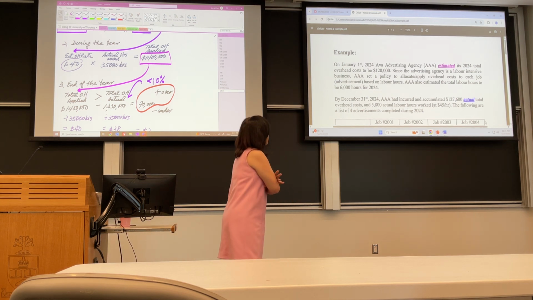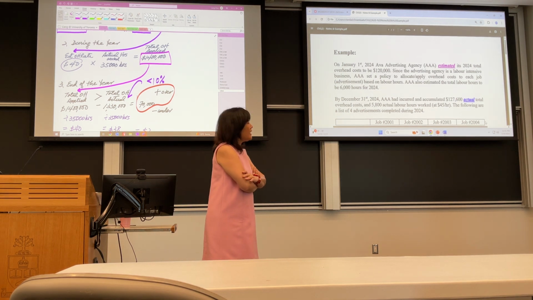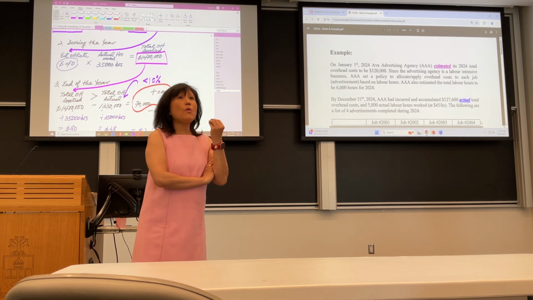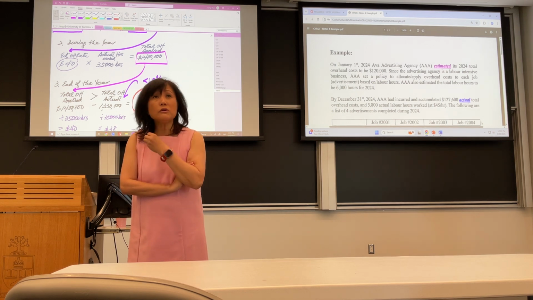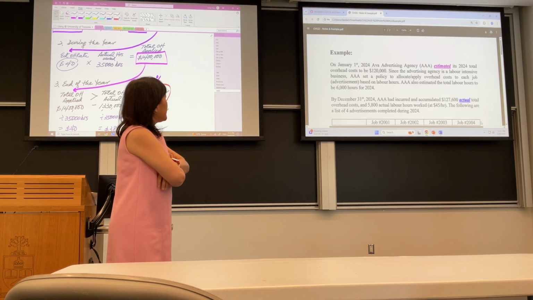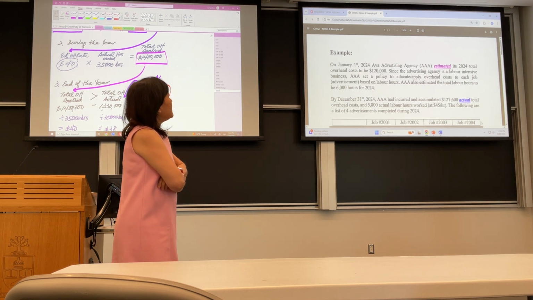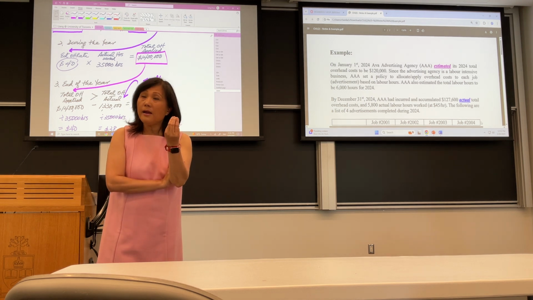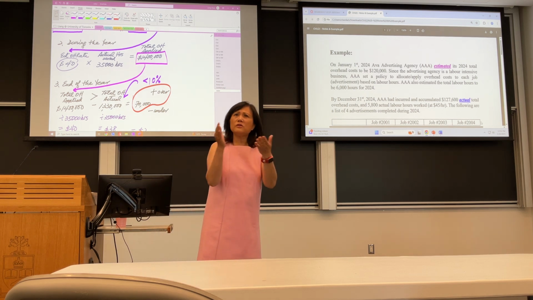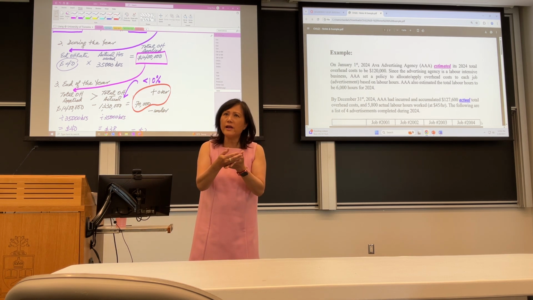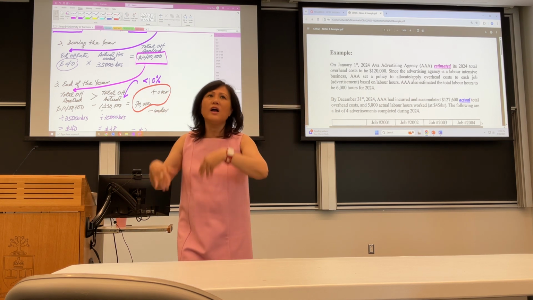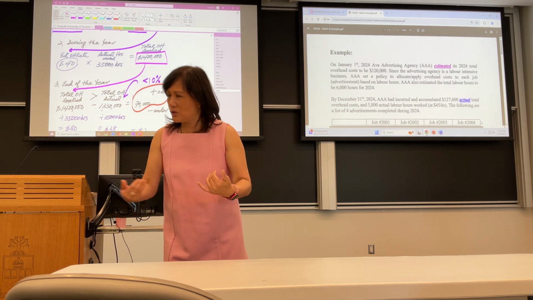On January 1st, 2024, Ava Advertising Agency, AAA, estimates the overhead cost will be $120,000. We don't know how they estimate, they just estimate $120,000. Since an advertising agency is a labor-intensive business, they set a policy to allocate overhead based on labor. You want a systematic way to charge overhead. You cannot say, oh, this guy looks cute, let me charge this; this guy looks ugly, let me charge more. No, you want a systematic way to do it.